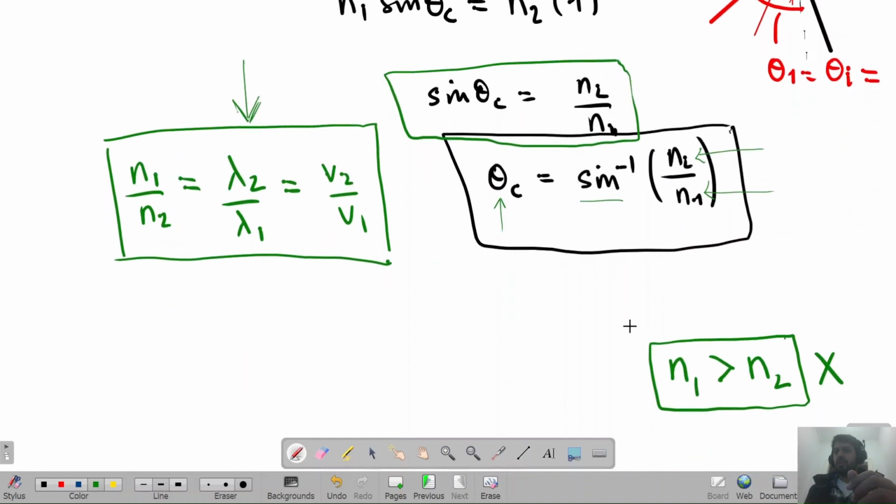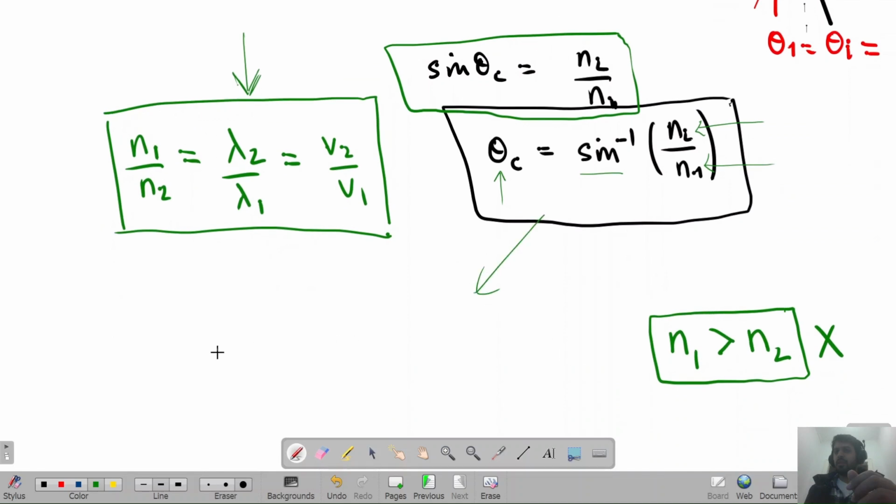Here in our equation for theta c, which is the critical angle, we need sine inverse n2 over n1. So if I take the inverse of this equation, I will get n2 over n1 equals lambda 1 over lambda 2. By the way, we don't need wavelength in this question, but still, so that you remember that the relation between wavelength and velocity is the same as for refractive index. And we will get v1 over v2.